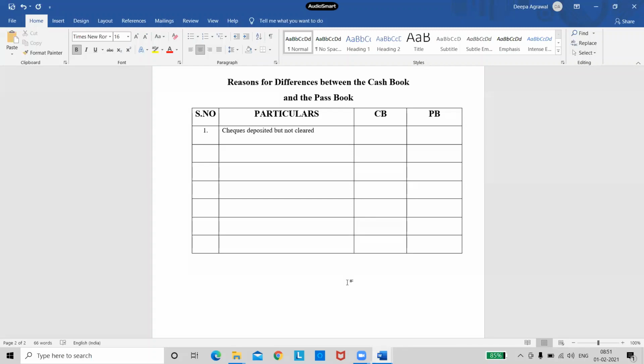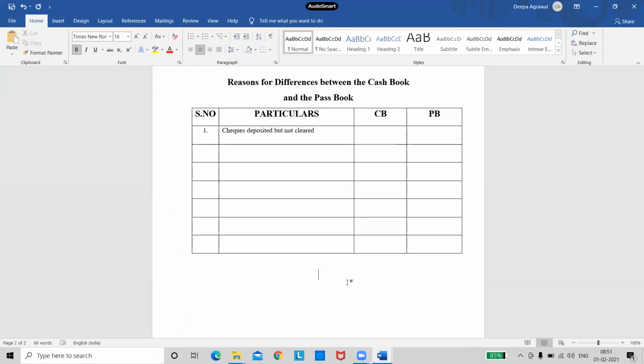Okay, so listen carefully. What we have to take care here is whenever there is a reason given, we should see the first point we should notice: in which book will this transaction be recorded first? And secondly, we should see after recording this transaction, will it increase the balance of that book or will it decrease the balance of that book?